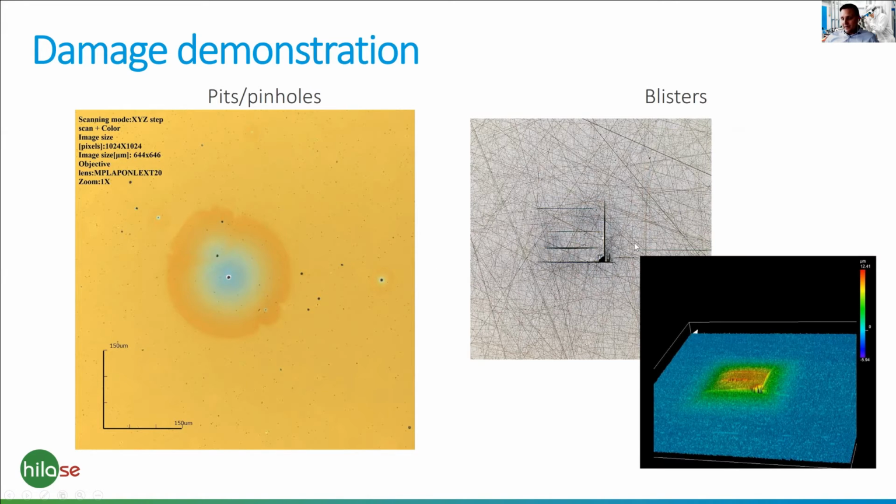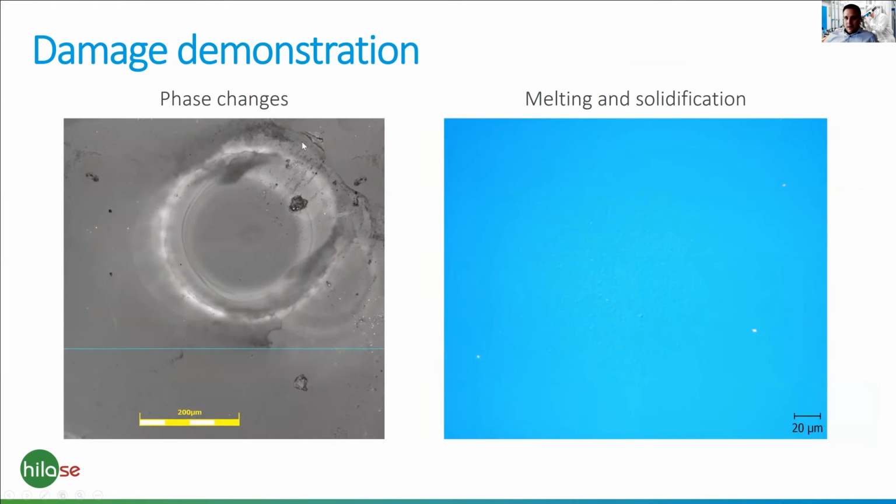Another thing which is related with the bulk absorption are blisters. You can see the blisters when you have some absorption in the bulk material itself, and as the area is getting heated, it thermally expands and eventually it can lead to such a blister-like defect or damage.